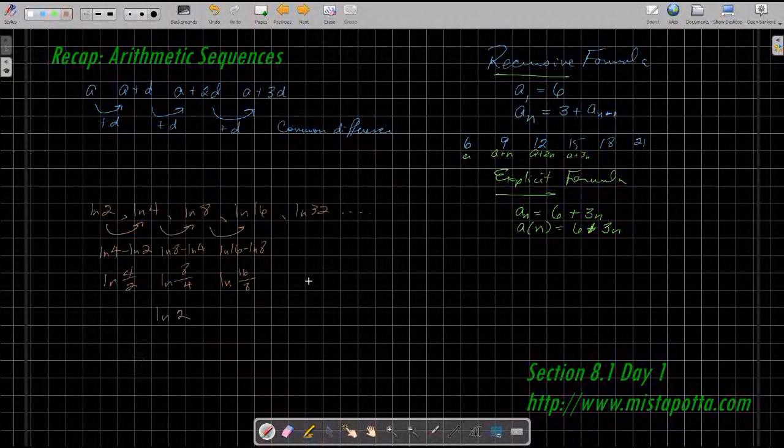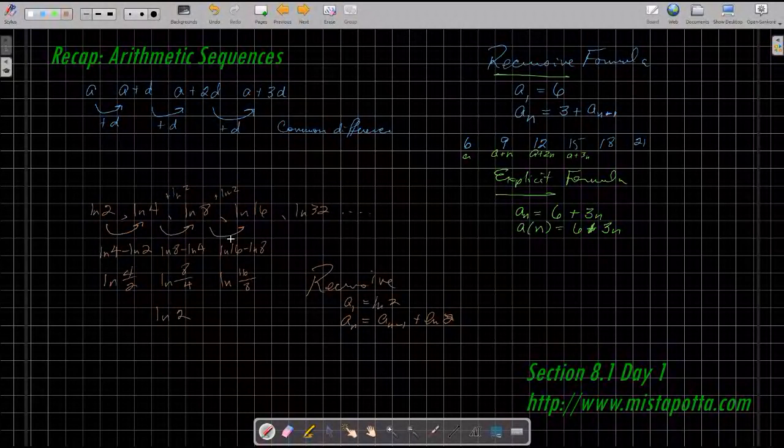Again, if I wanted to think of this from the recursive standpoint, I could think of this as my first term being the natural log of 2, but every other term really being whatever my previous term is plus the natural log of 2. Because if I add the natural log of 2 to the natural log of 2, I get the natural log of 4. And if I add the natural log of 2, adding means I multiply the arguments, and I get the natural log of 8. And if I add the natural log of 2 to this element, I multiply the arguments, and I get the natural log of 16.